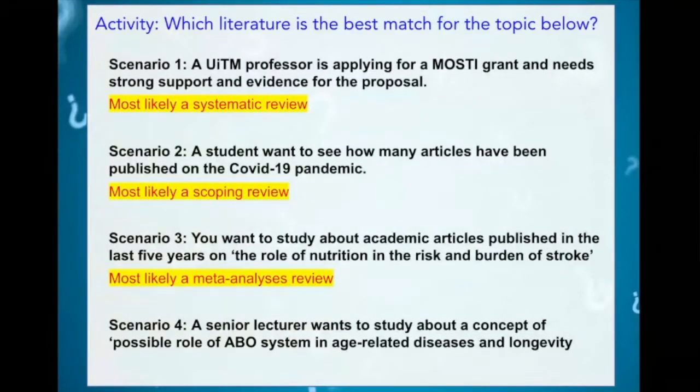And scenario number 4: a senior lecturer wants to study the concept of the possible role of the ABO blood group system in age-related disease and longevity. She has already stated the theme, the topic, and the concept. It has the ABO system, age-related disease, and longevity. So it is more likely a narrative review. So this is how you differentiate between different types of literature review.